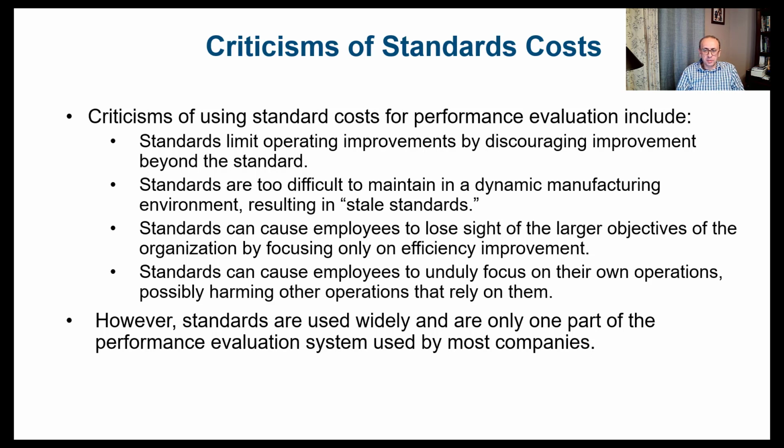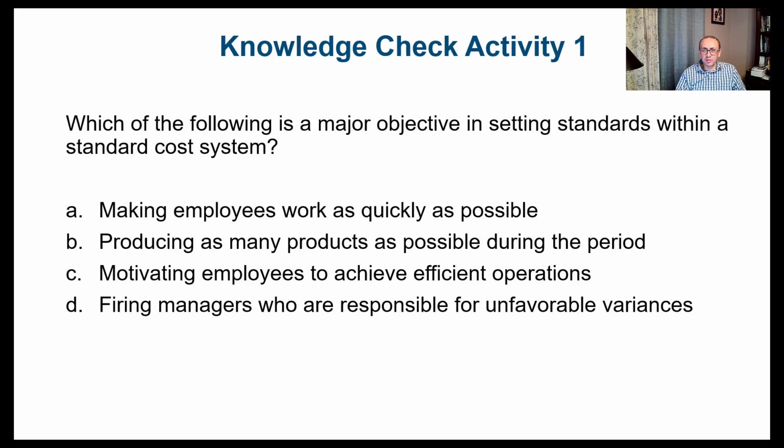So let's go through a quick knowledge check to see if we retain something out of that. The question here: which of the following is a major objective in setting standards within a standard cost system? Is it making employees work as quickly as possible? Or is it producing as many products as possible during the period? Or motivating employees to achieve efficient operations? I think we've seen that. And the last thing is firing managers who are responsible for unfavorable variances.